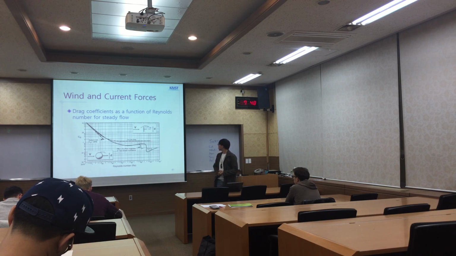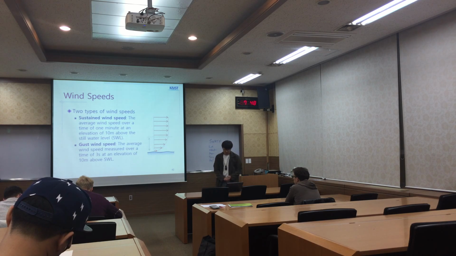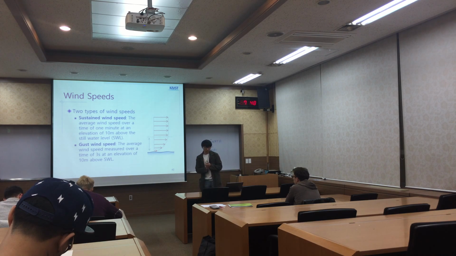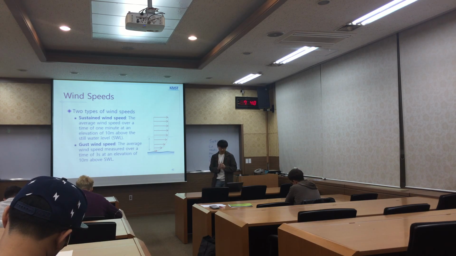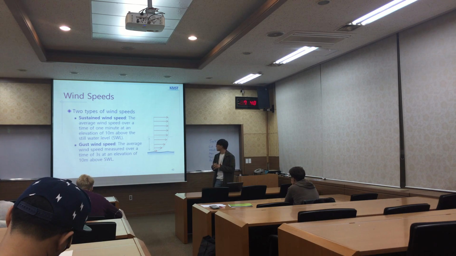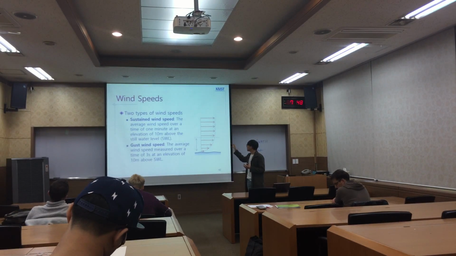So this picture shows some drag coefficient as a function of Reynolds number in the steady flow, and wind speed. First one is sustained wind speed. The sustained wind speed is some consistent, consistently blowing wind, and we can get the average wind speed for a time of 1 minute at an elevation of 10 meters.